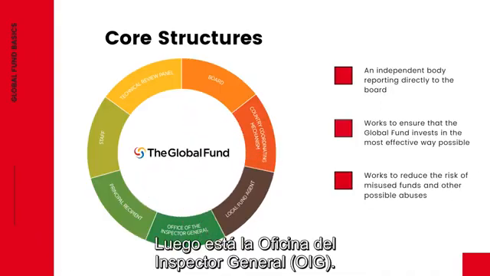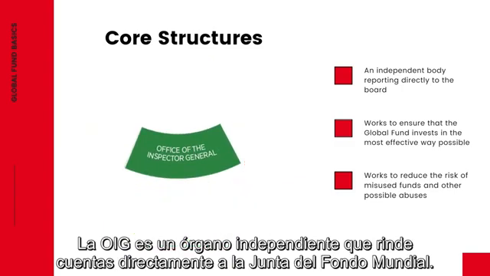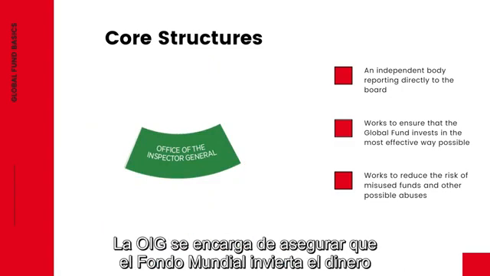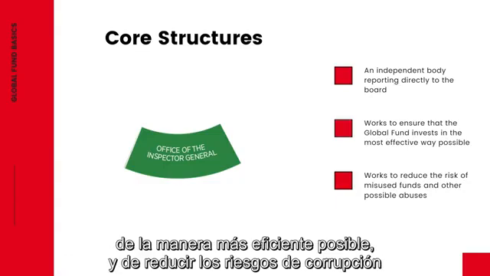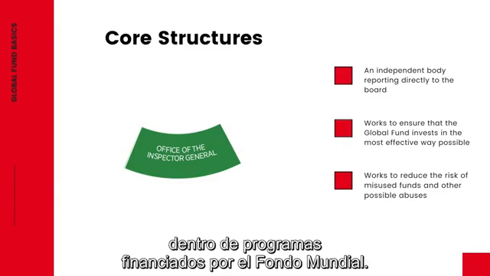Then you have the Office of the Inspector General, or OIG. The OIG is an independent body reporting directly to the Global Fund board. The OIG works to ensure that the Global Fund invests in the most effective way possible and to reduce the risk of misused funds and other possible abuses, including human rights abuses within Global Fund grants.